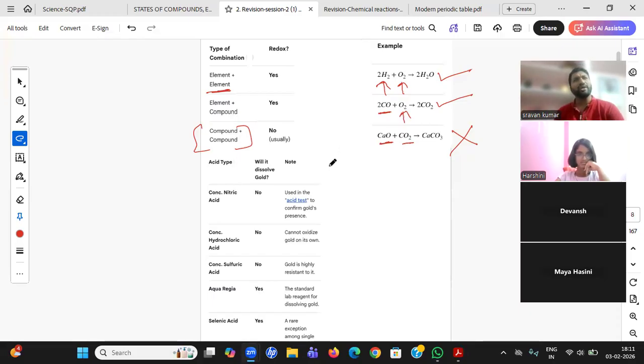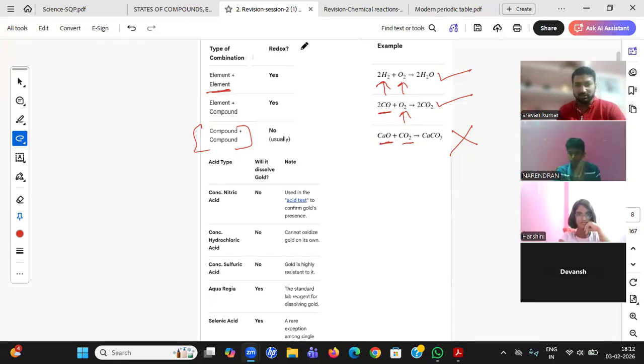Narendran, can you say that this particular thing is a double displacement? I don't think so. I'm talking about compound plus compound. Compound plus compound may be a double displacement, but you see, this is compound plus compound and it's a combination reaction.